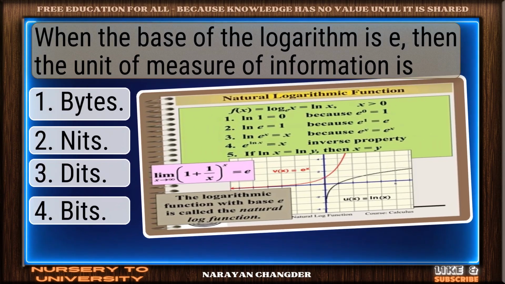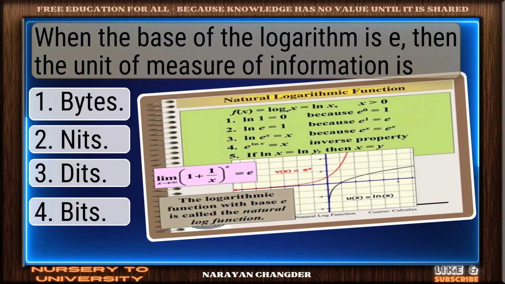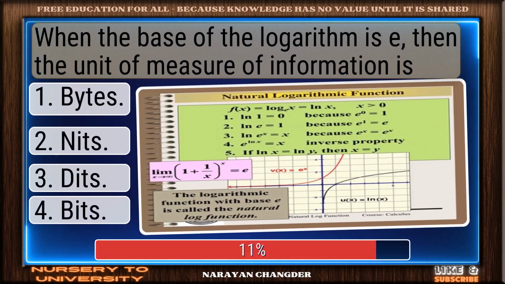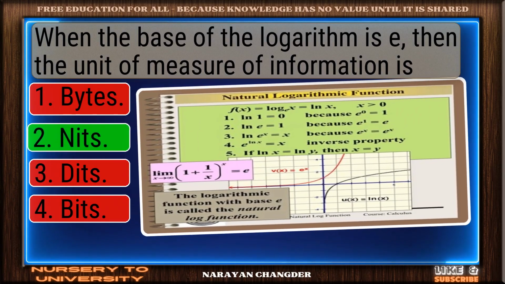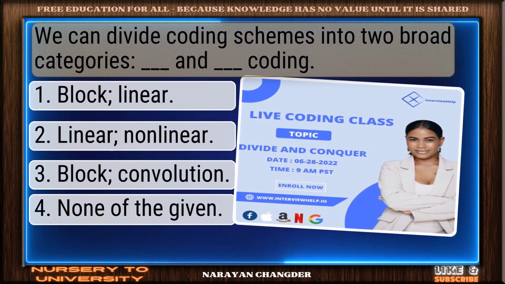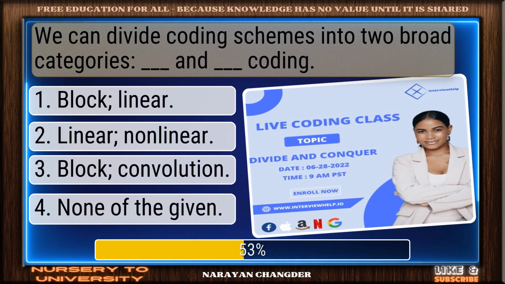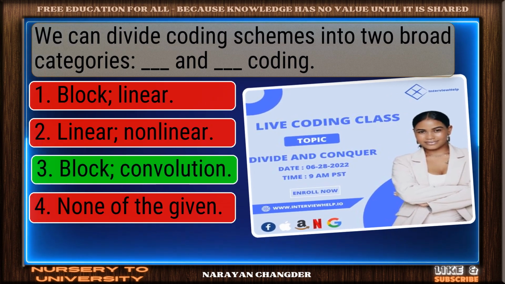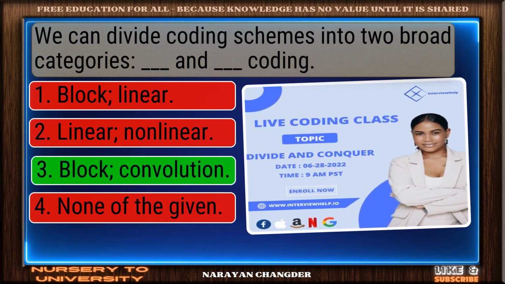When the base of the logarithm is e, then the unit of measure of information is... Smart pick. Nits is the correct choice. We can divide coding schemes into 2 broad categories, dash and dash coding. Solid response. Block, convolution is a valid choice.